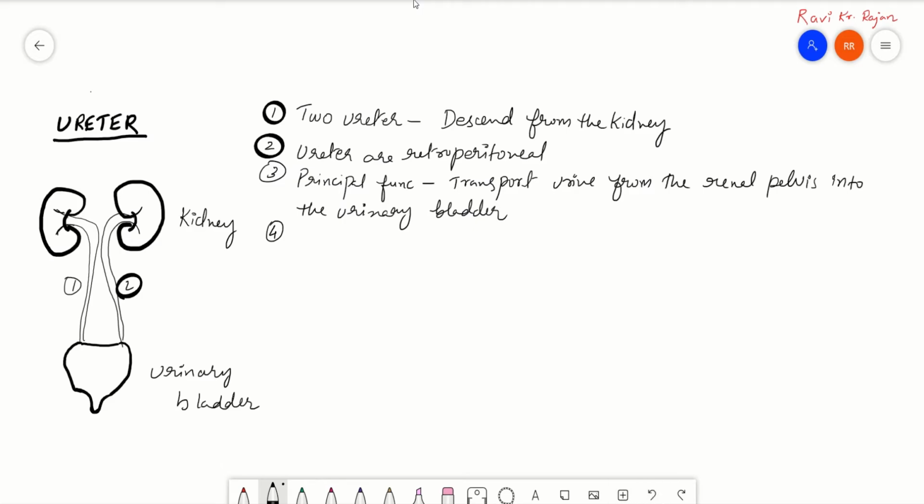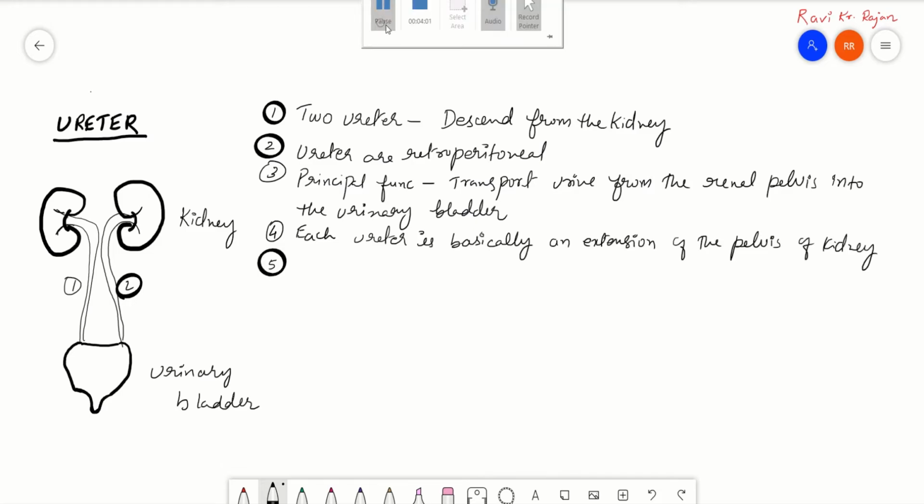Each ureter is basically an extension, and this ureter will be wider at the pelvis region, and as it goes down, it will become narrower and narrower, and ultimately it will enter the urinary bladder.